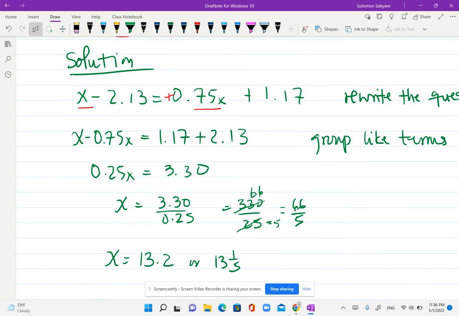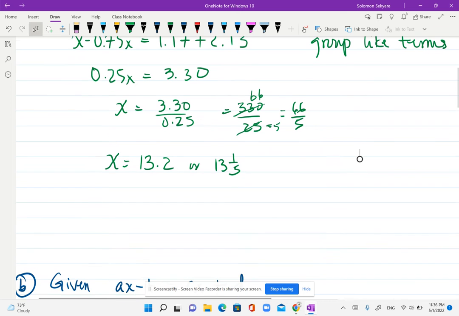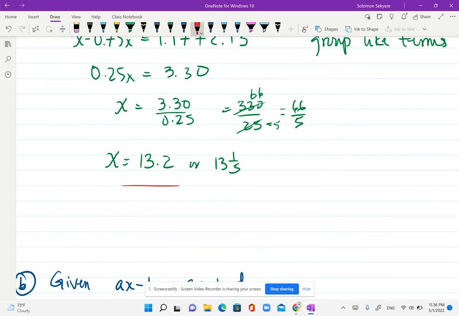Okay, so I group like terms, and I get 0.25x is equal to 3.30. Okay, and so what is my x? I divide by 0.25, and that's my answer.